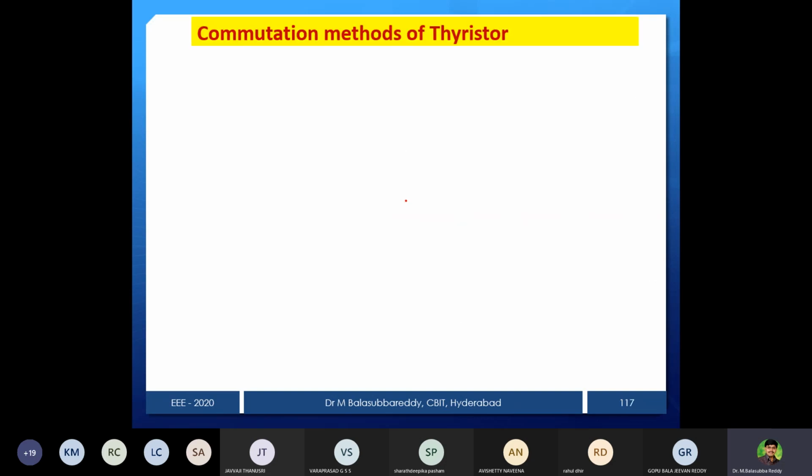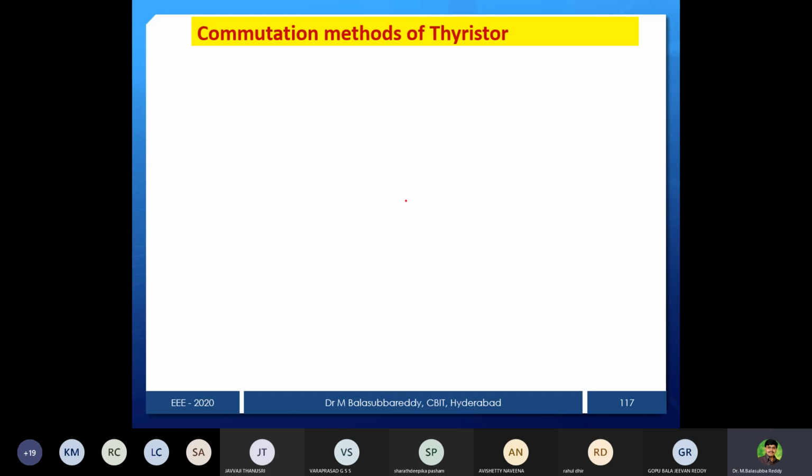Now we can go for the next one, the commutation methods of a thyristor. What is commutation? Anybody? Let me know what commutation is. In the initial classes itself I told you, commutation is the process of turning off the device. So that is nothing but commutation.